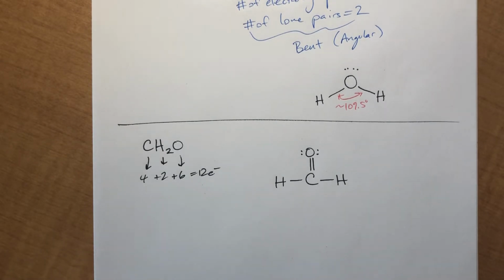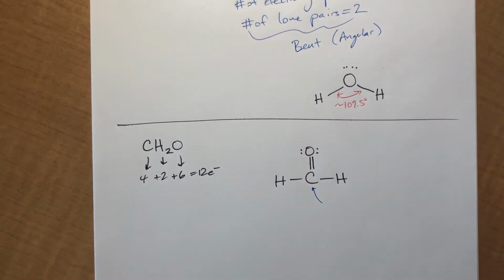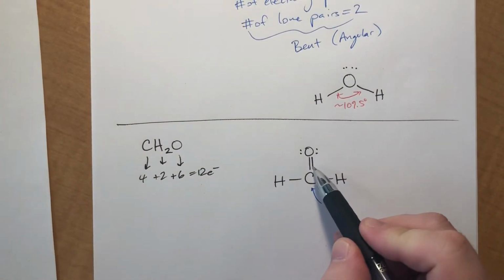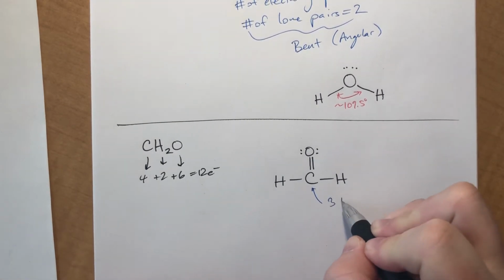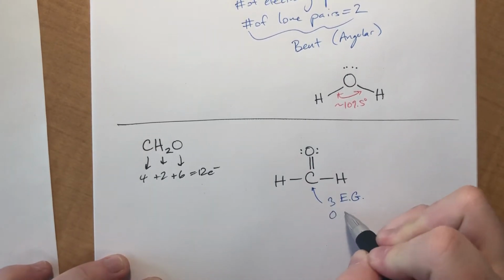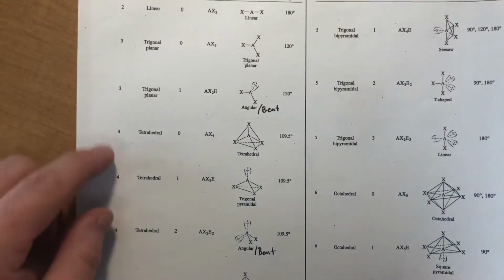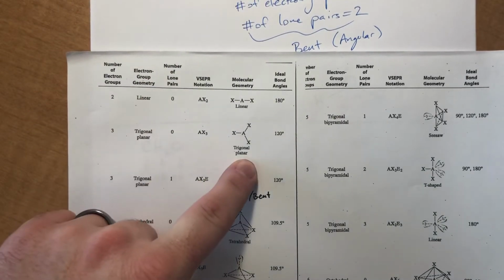Okay? So, what we care about is carbon. How many valence electrons does it have? Well, we count 1, 2, 3. Double bonds count as one group. So 3 electron groups, I'm going to start abbreviating everything. And 0 of those are lone pairs. So using this chart, 3 electron groups, 0 of those are lone pair, we get trigonal planar.